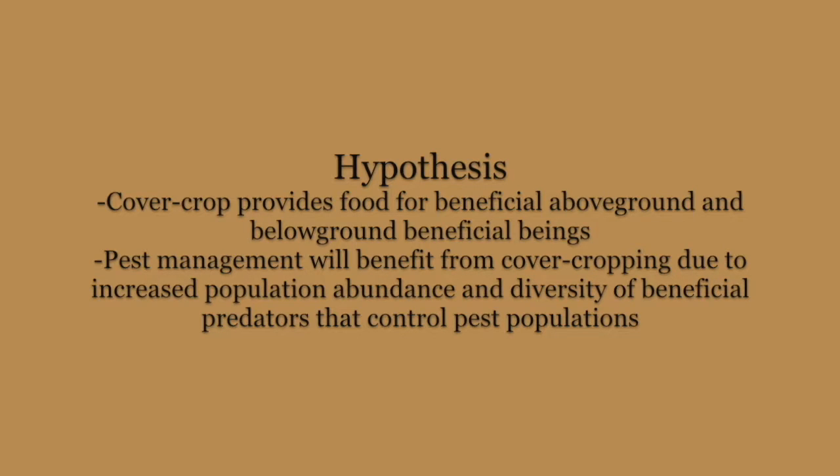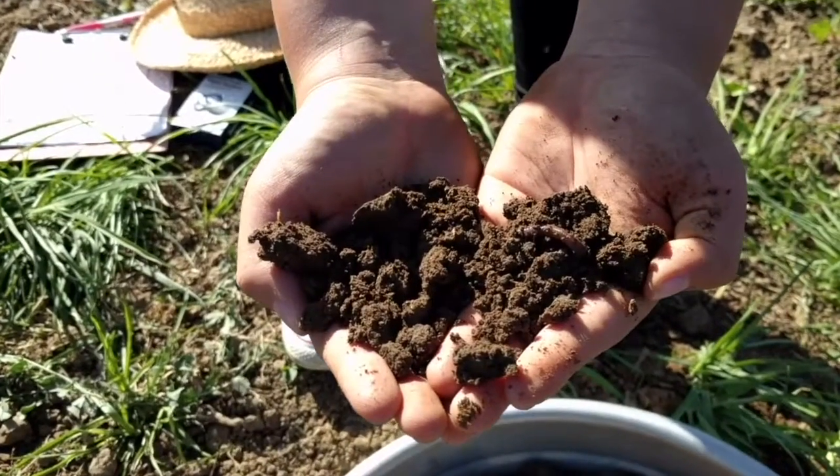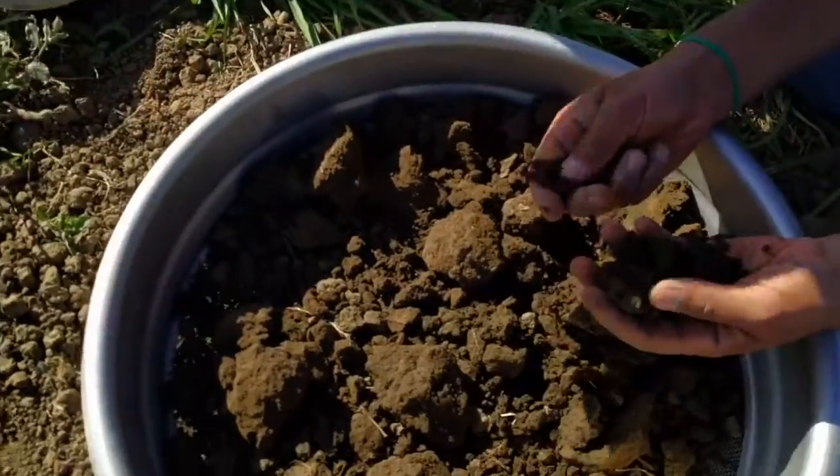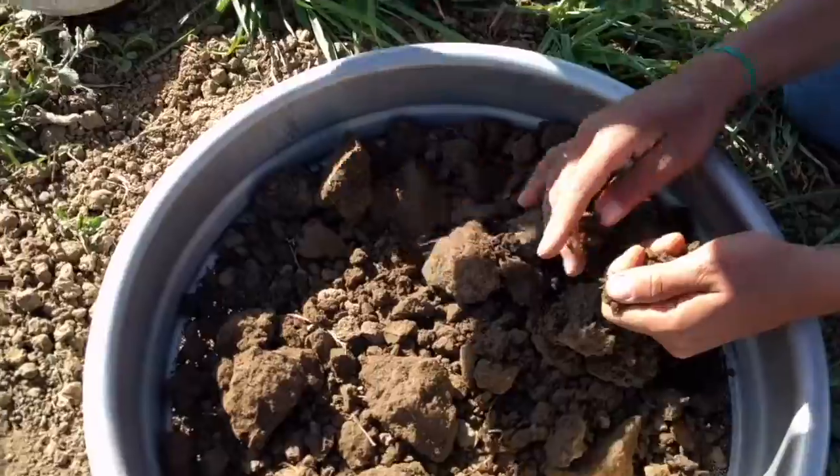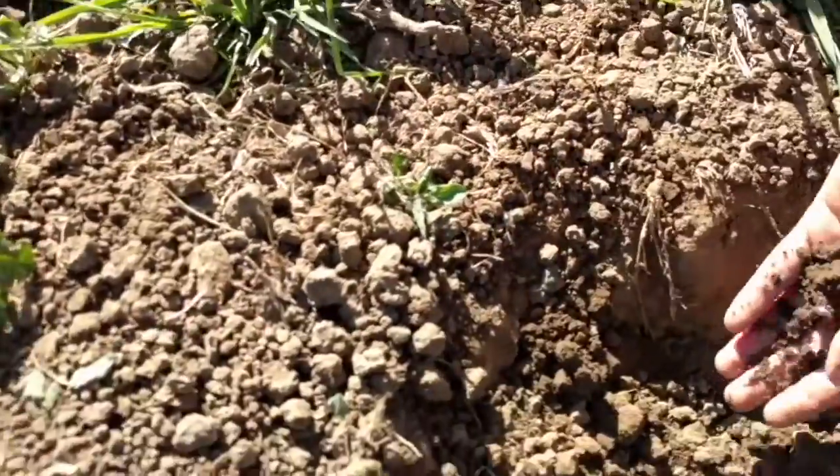In turn, pest management will benefit from cover cropping due to an increased population abundance and diversity of beneficial predators and controlled pest populations. Our soil sampling began on April 18th and continued once the millet was planted and harvested on May 23rd. We gathered 3 samples for the fallow, mowed, and grazed treatment fields.